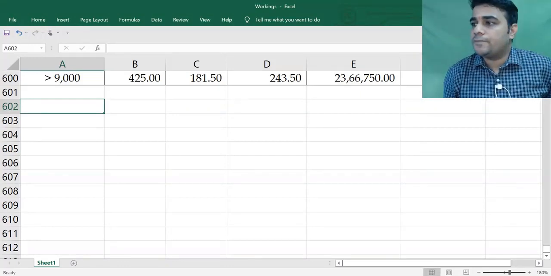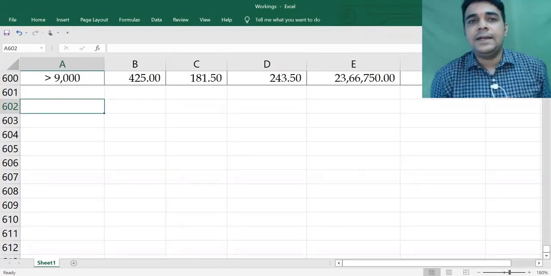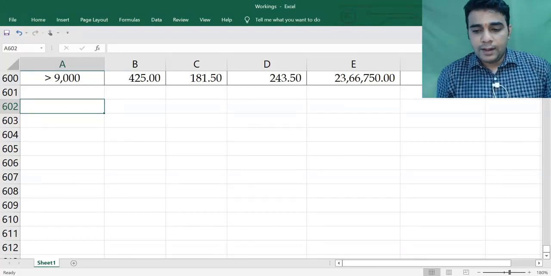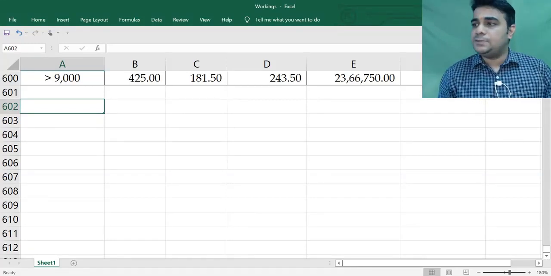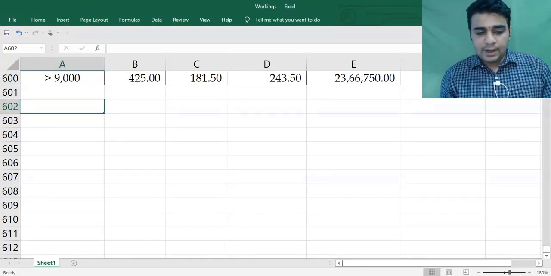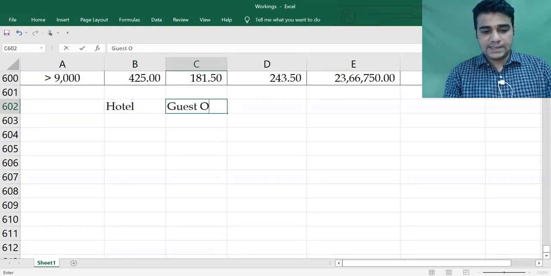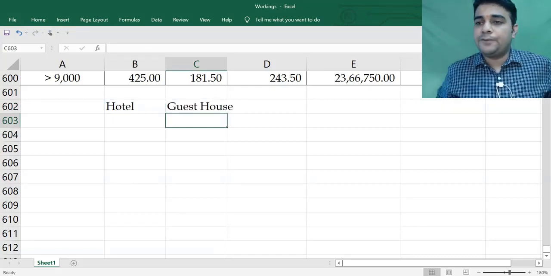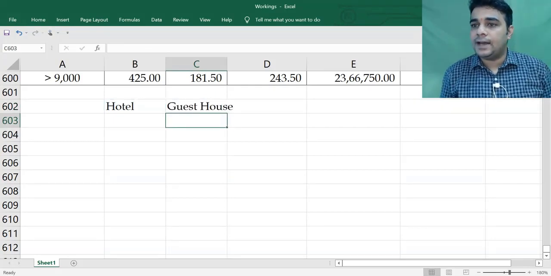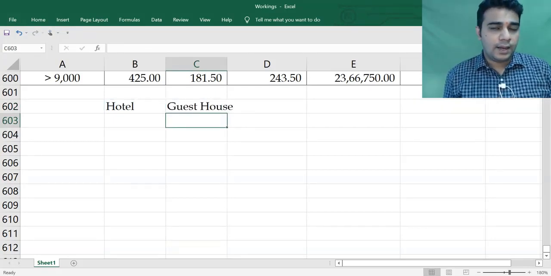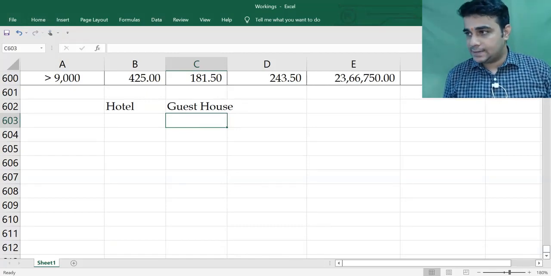Bangalore is a place where a lot of my clients are, so I keep sending my employees to Bangalore. Now I have to make arrangements for their accommodation and other things. I have two options, which I can decide: one is hotel, second is guest house. Either I give them accommodation in a hotel or I have my own guest house.